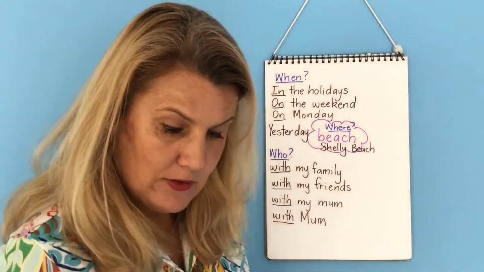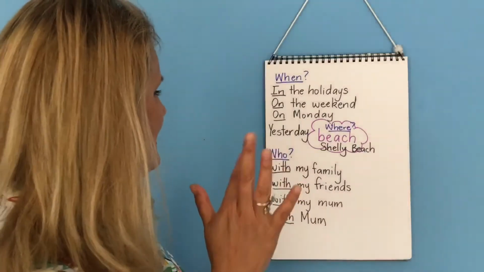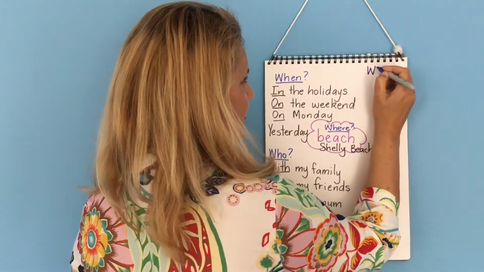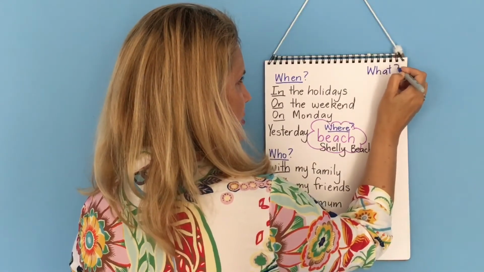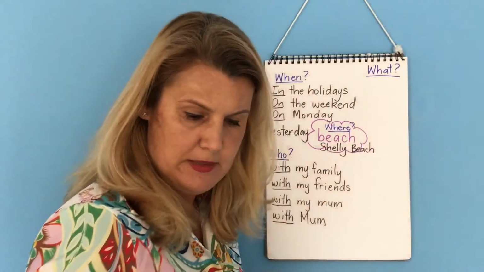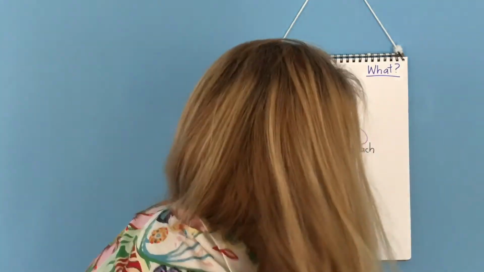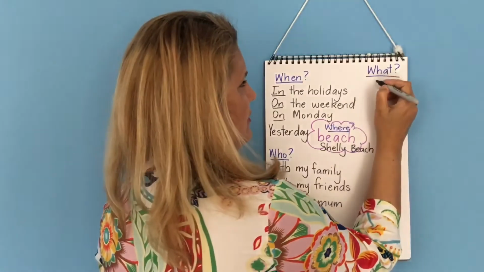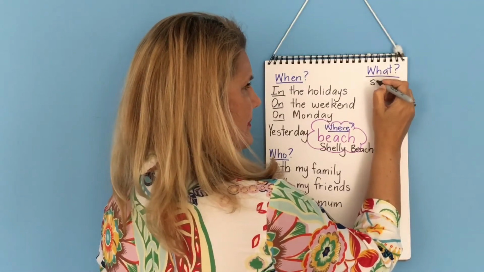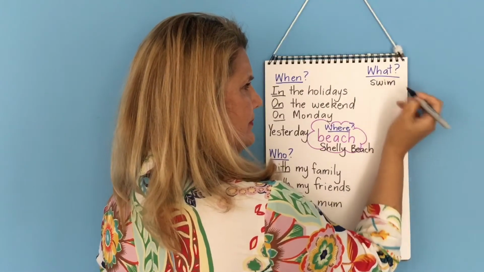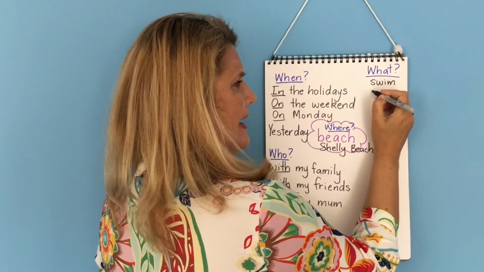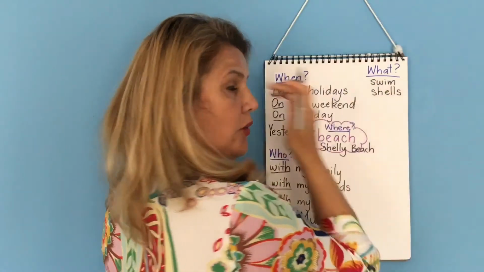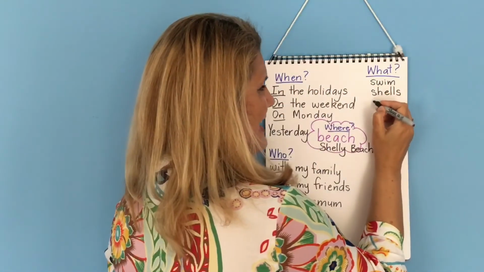All right, what else do we have in our question hands that we do at school? Who? We could do what. What did you do at the beach? Okay, what are some things that you can do at the beach? It can be another sentence. Now, we'll just brainstorm the answers. We won't do full sentences. You can swim in the waves. Okay, you can collect shells. You can build sand castles.